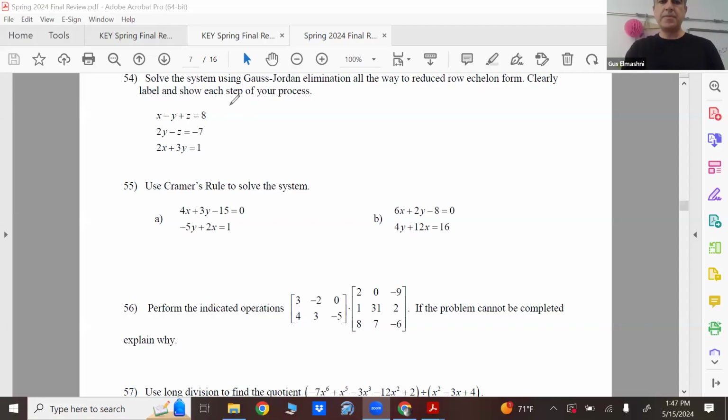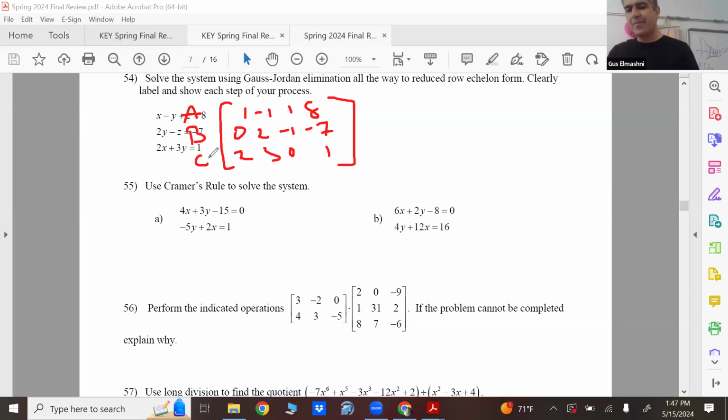Okay, really simple. Make a 3 by 4 matrix. So 1, -1, 1, 8. 0, 2, -1, -7. 2, 3, 0, and 1. Okay, make sense, guys? And I think I labeled it row 1, row 2, row 3. I'll just call it ABC because that's what the other teachers do. So whatever, same thing. So your goal is to combine these rows somehow.